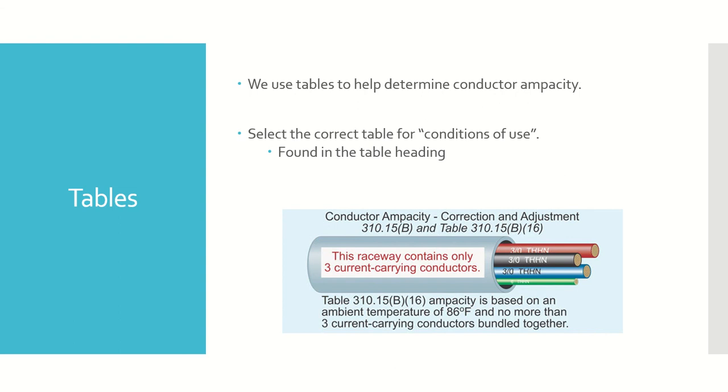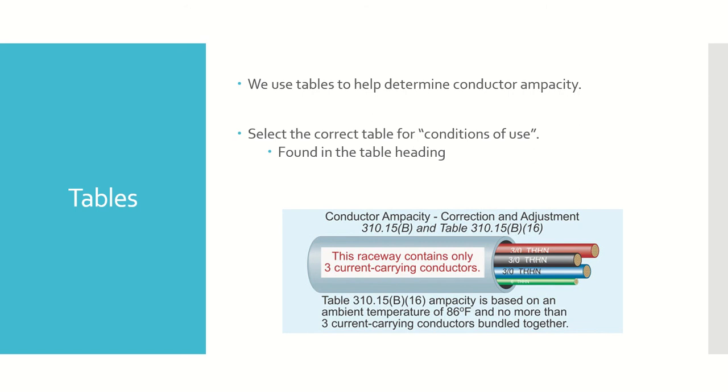Since conductors are placed in various applications and installed in various conditions, temperature correction and adjustment factors need to be applied to the ampacity of that selected conductor to make sure that the insulated conductor temperature is not exceeded. So if it's installed in a really, really hot location, we have to make a correction.